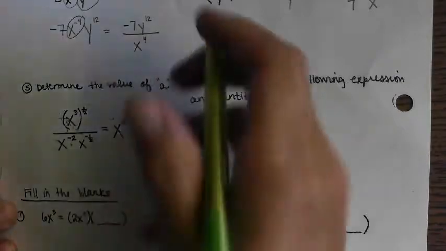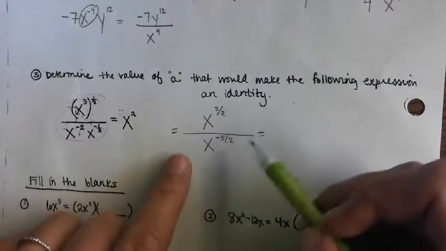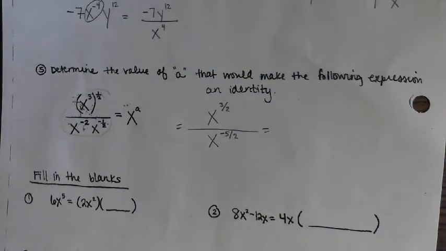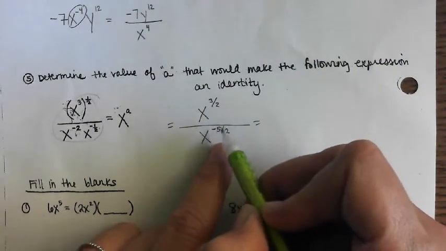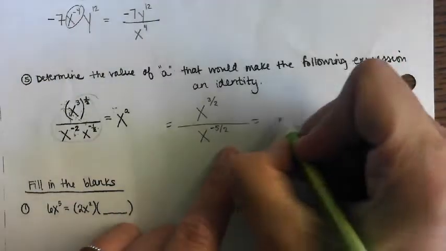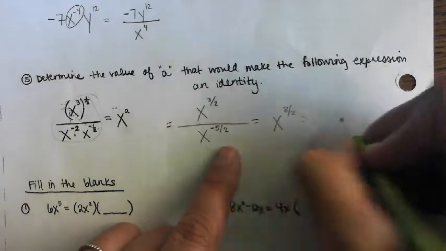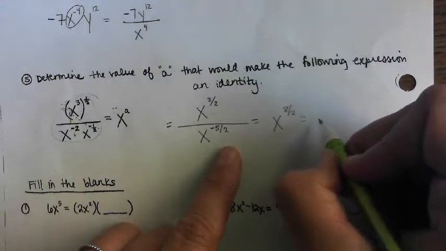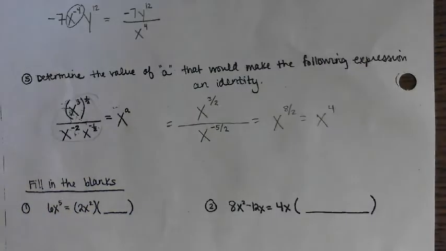So there's step 1. Now what's the rule on these common bases that are being divided? What do I do with those exponents? Vinny? Vince, you're not Vinny, you're Vince. You subtract, correct, sorry about that. 3 halves minus negative 5 halves is going to be 3 halves plus 5 halves, which is 8 halves. 8 halves is just a fraction that we can reduce into 4. So what's the value of a?